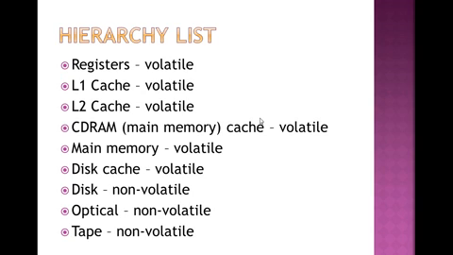Then disk cache, again volatile in nature. Then next is your disk, which is non-volatile in nature, a part of the ROM. Next, optical, again non-volatile, used for backup, that is a secondary storage. Next, tape, also a secondary storage, non-volatile memory. So these are the hierarchy lists available in the computer system for storing the data and the instructions, used by the CPU. So: registers, L1 cache, L2 cache, cache memory, main memory, disk cache, disk, optical, tape. Some are volatile memories and some are non-volatile memories.